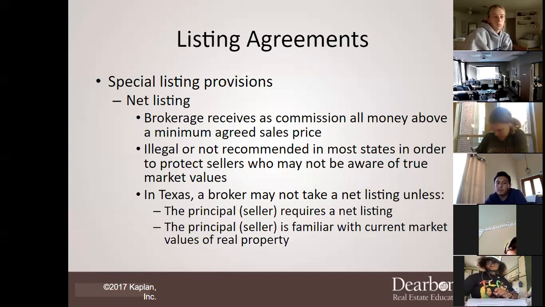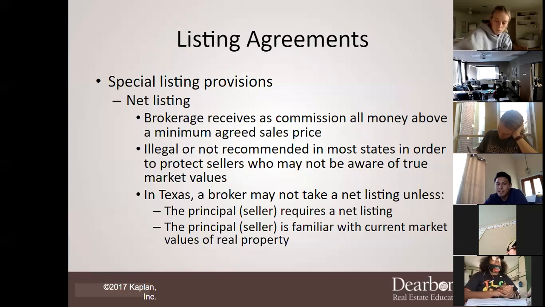I get it. And it's illegal in Texas because people were taking advantage of others, telling them their house is worth this. You said it's illegal? It's not really illegal. It's illegal or not recommended in most states, in order to protect the sellers, because they may not be aware of the true market value. You could be lying to them and walk away with $100,000 because you sold it for $300,000 when she agreed that if you sold it for $200,000, you get everything above it.